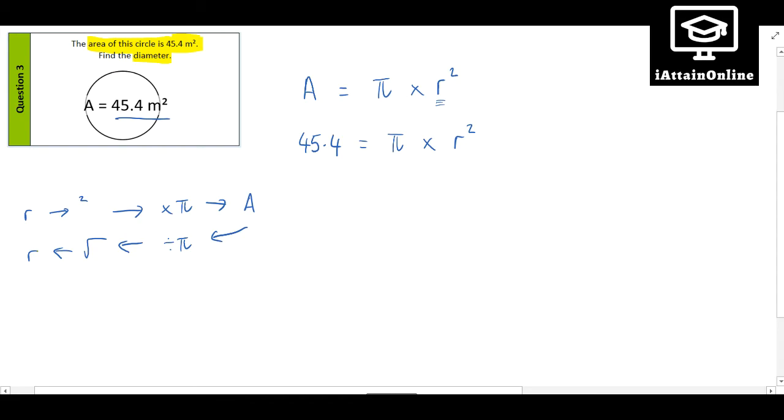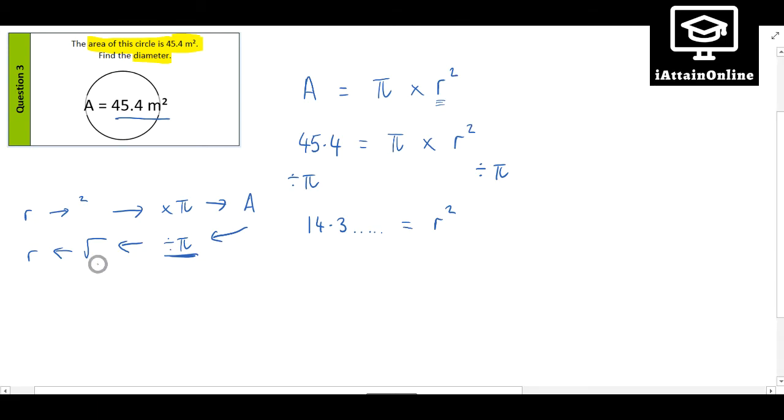So if I did that here, it's a formula, so I need to divide this side by pi, just like in my function machine over here. Whatever I do to one side, I have to do to the other. So I'm going to divide this side by pi as well. When I do that in my calculator, 45.4 divided by pi gives me 14.3... Again, I'm not going to round my answer, not yet, because we're not at the end of the question. We now have the radius squared. So the radius multiplied by itself gives me 14.3.